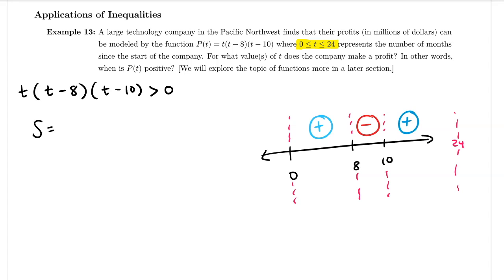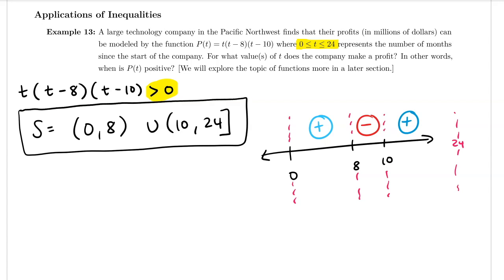So finally, our solution set is going to equal, our endpoints would be 0 to 8, and then union 10 to 24. Now we have to decide, are these going to be bracketed or parenthesized? 0, 8, and 10 would all make our cubic expression 0, but we want to know when it is greater than 0, not greater than or equal to. And then 24, if I plug that in, that would be a positive number, so 24 would be included in our solution set, and here's our final answer.